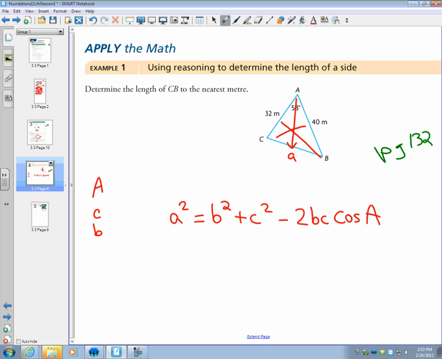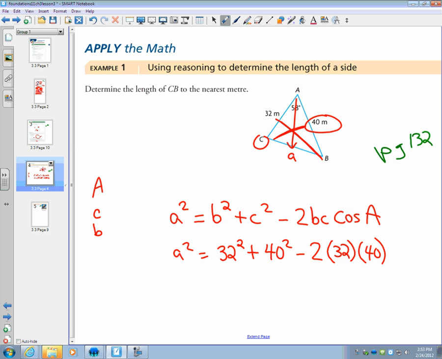And now we're just subbing in the values we know. A squared is what we're trying to find out. B squared. Well, what is side length B? It's opposite angle B. It's 32, so 32 squared plus C. Side length C is opposite angle C, so that's 40 squared, minus 2. Side B again was 32. Side C again was 40. And the cos of angle A, so the cos of 58.